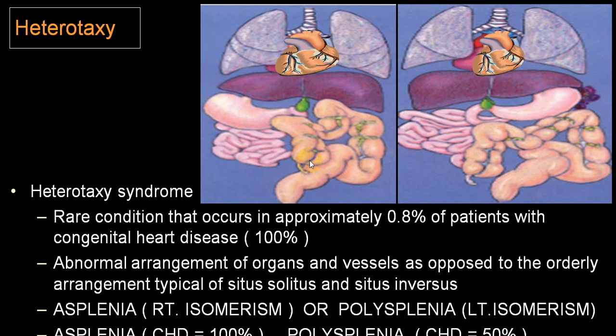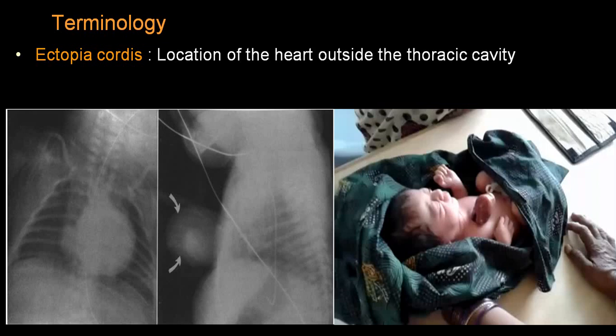In both conditions, the incidence of congenital heart disease is very, very high. But it is seen that in left side isomerism with polysplenia, stomach on the left side, the chance of congenital heart disease is only 50%. So this is the little difference in heterotaxy variety. There is one variety called ectopia cordis, where the heart is outside the chest wall. The chance of congenital heart disease is very, very high, but the mortality rate is also very, very high.